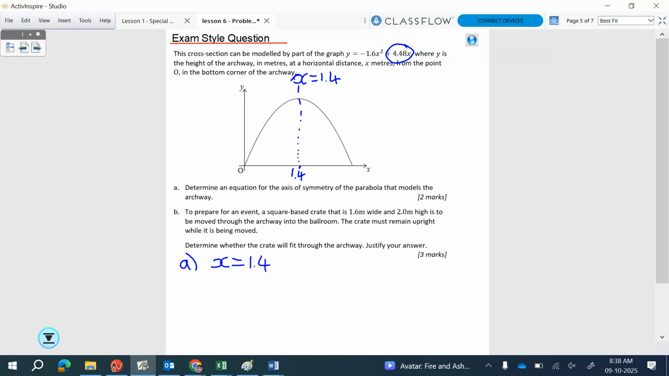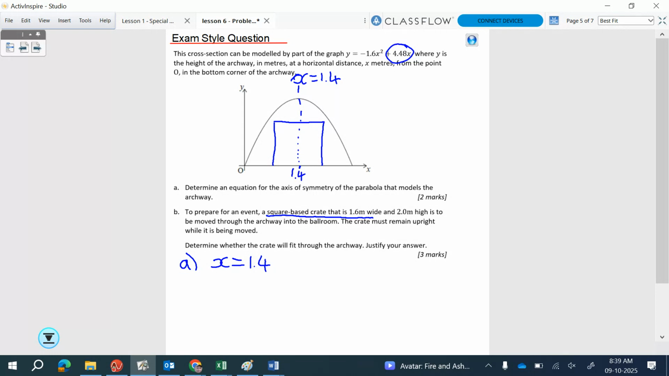What's the question about? We do know to create the theory, so we just find the line. We've got a square-based crate, a box. Let's put the box on. How's the box going to look? We want the box to fit. It's going to have to look something like this, isn't it?